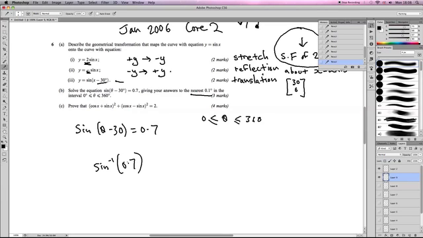Inverse sine of 0.7. If you write 0.775, you're wrong. Do you know why you're wrong? Because you're not in degrees. So swap back to degrees, and your answer is 44.427. We'll stick with that.